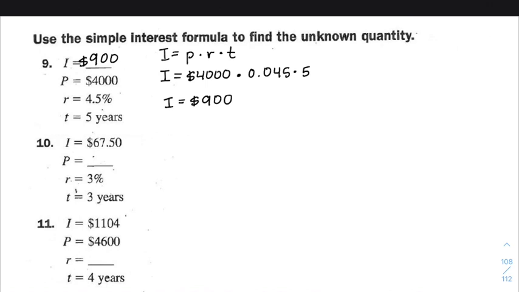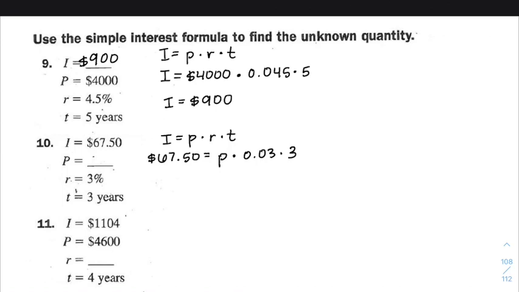On number 10, we're solving for the principal, so the steps are going to be a little bit different. I'm still going to start by writing my simple interest formula. This time, because I know the amount of the interest, I'm going to substitute that in for I. The interest is $67.50. I'm solving for the principal, so I'm going to leave the variable P in my formula. The rate is 3%. In decimal form, that's 0.03. And the time is 3 years.